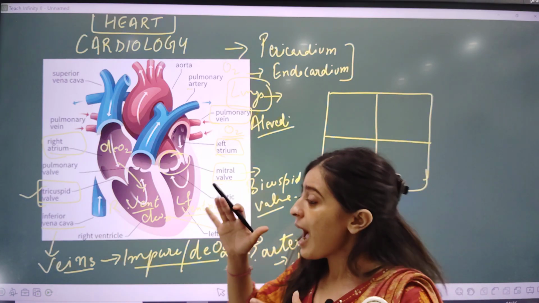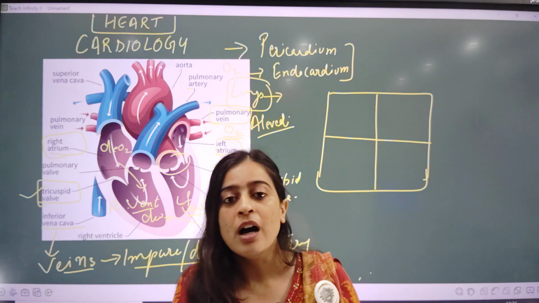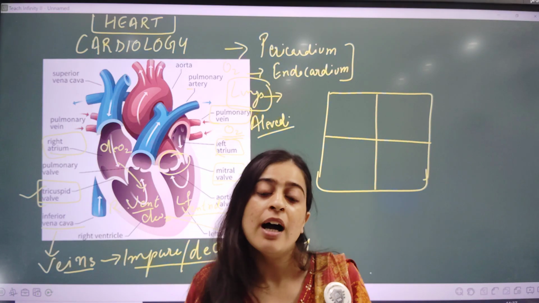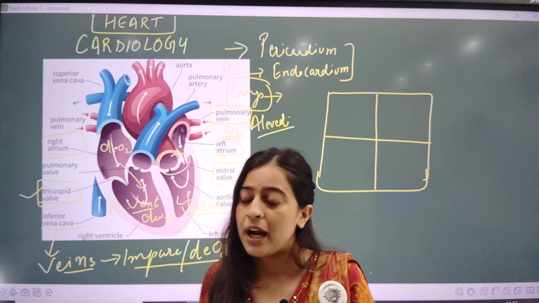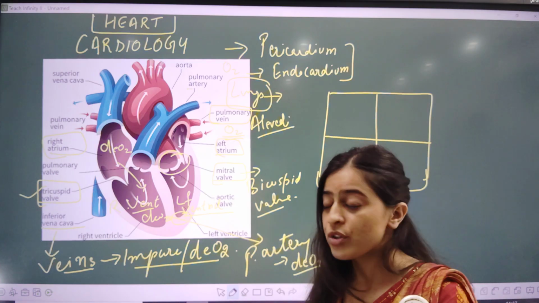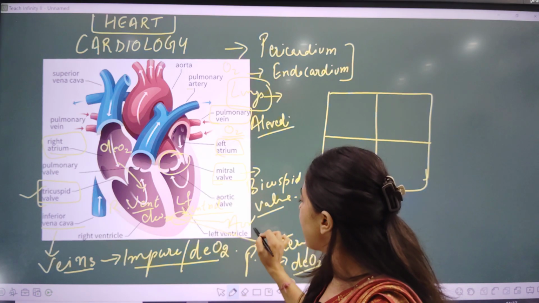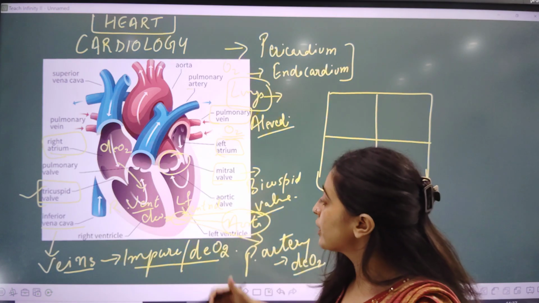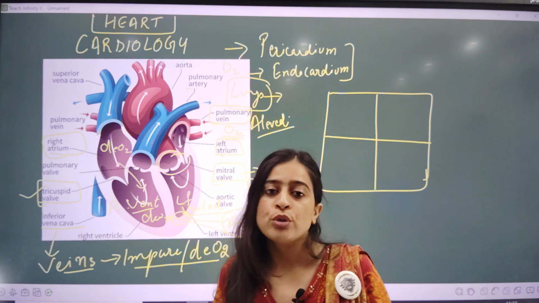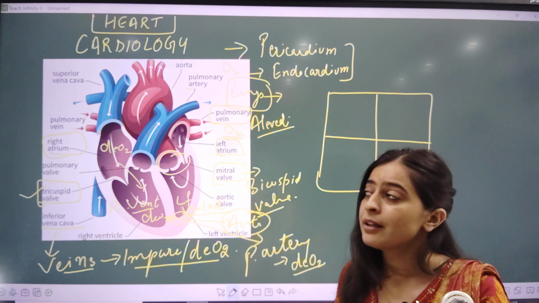What you have to keep in mind is that the right side of the heart always carries deoxygenated blood and the left side of the heart always carries oxygenated blood. From the left ventricle there is a major artery called the aorta. From the aorta, this oxygenated blood is pushed into the whole body. So this is the normal working of the heart.